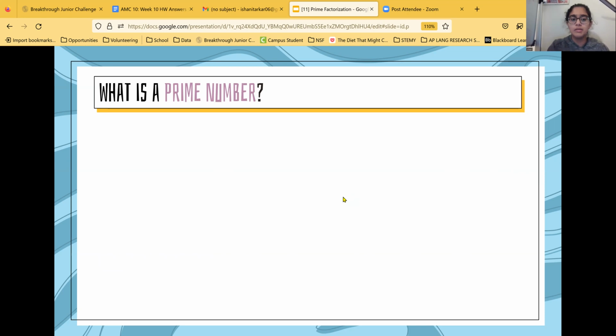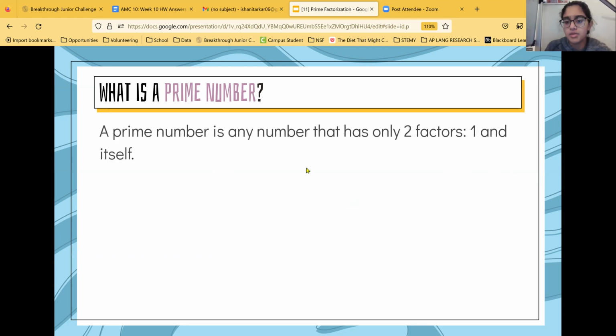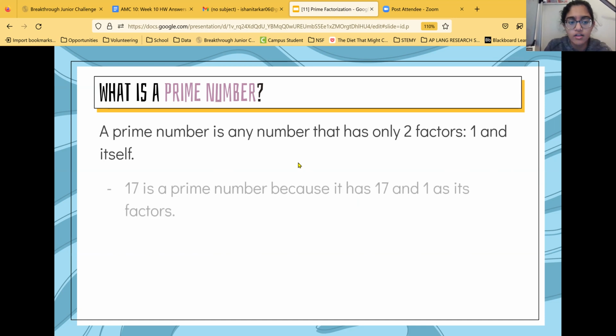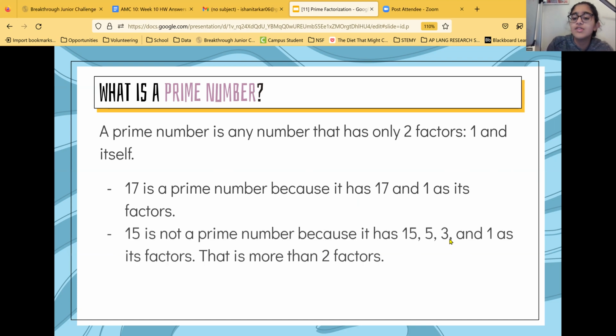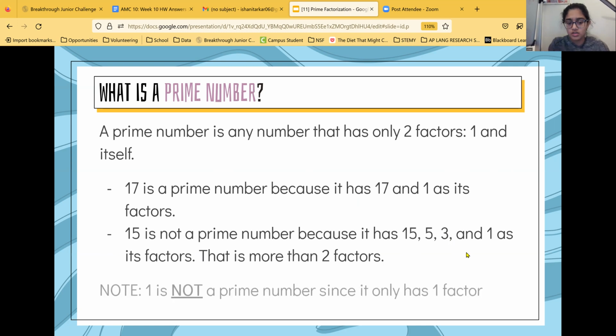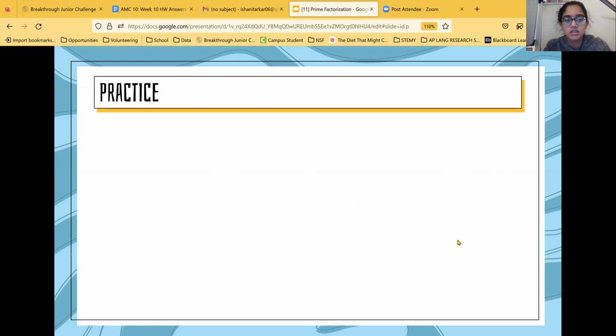So what is a prime number? A prime number is any number that has exactly two factors, one and itself. So 17 is a prime number because it has 17 and 1 as its only factors. However, 15 is not, because 5, 3, and 1 are its factors, and that's more than 2. Something to note is that 1 is not a prime number since it only has one factor. So in the chat, is 91 a prime number?